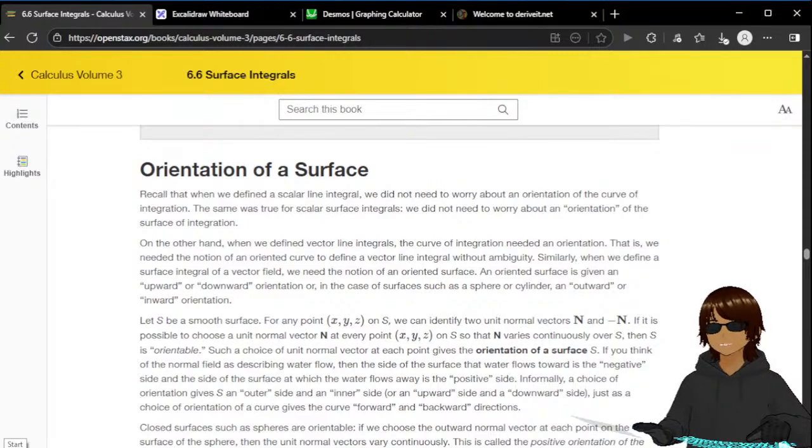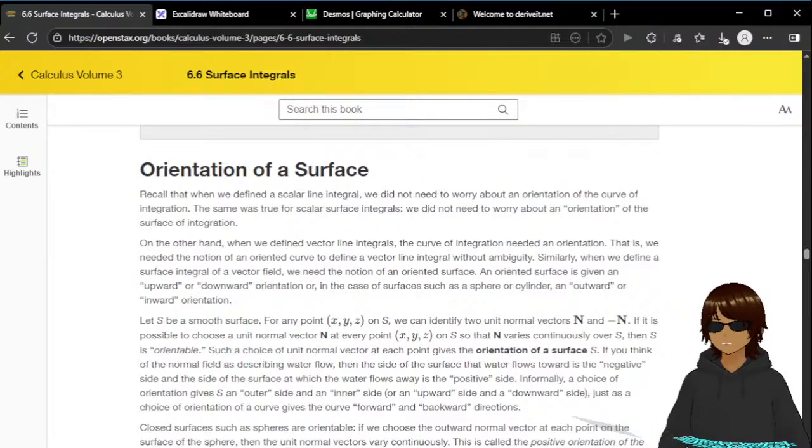Orientation of a surface. Recall that when we defined a scalar line integral, we did not need to worry about the orientation of the curve of integration. The same was true for scalar surface integrals. We did not need to worry about an orientation of the surface of integration. On the other hand, when we defined vector line integrals, the curve of integration needed an orientation. That is, we needed the notion of an oriented curve to define a vector line integral without ambiguity.